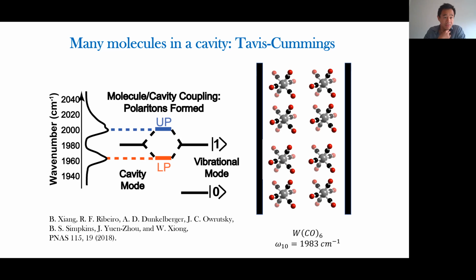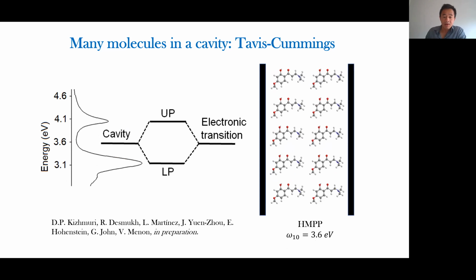Or if you think about chemistry, the reason why I'm emphasizing them is because in chemistry, they matter, and they matter a lot. Now, my colleague, Vinod Menon, puts these molecules inside of optical cavities. These are molecules that undergo excited state proton transfer, HMPP, and they see huge Rabi splittings of 1 electron volt when they put the molecules inside of the optical cavities.